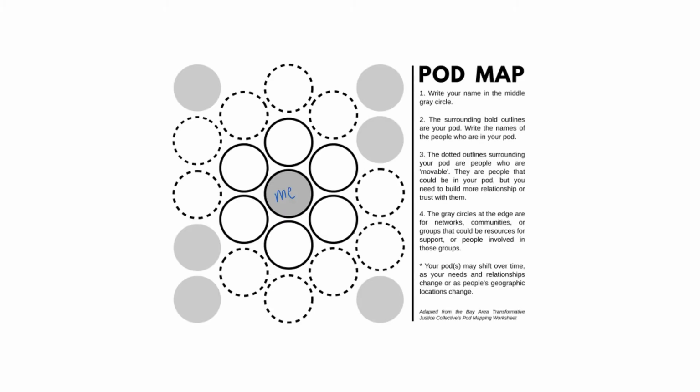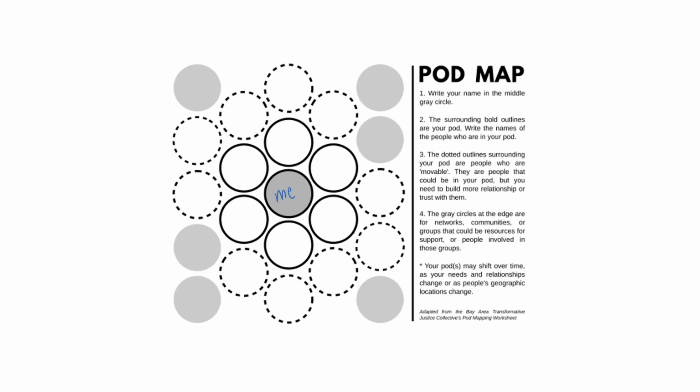One of the best ways to start a mutual aid organization is to create a pod map. Pod maps can also be useful for existing mutual aid organizations as a way to keep track of members and volunteers. Today, I'm going to show you how to create a pod map. You can find this template on our website, or you can find others on Google, or even make your own.